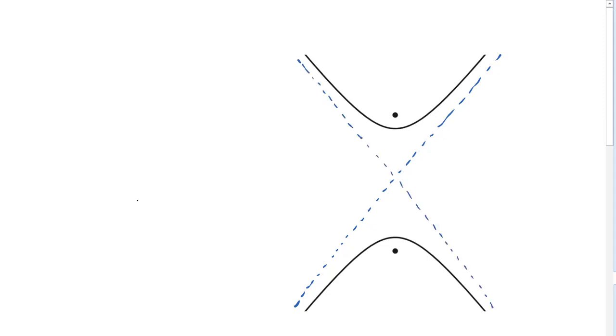Just like with ellipses, there's a lot of different terminology for hyperbolas. Let's use this hyperbola pictured here to introduce this terminology. We've already introduced one piece of terminology. We've said that hyperbolas have asymptotes. They have these two lines that the parts of the graph approach as we zoom really far out from the center. So these are the asymptotes.